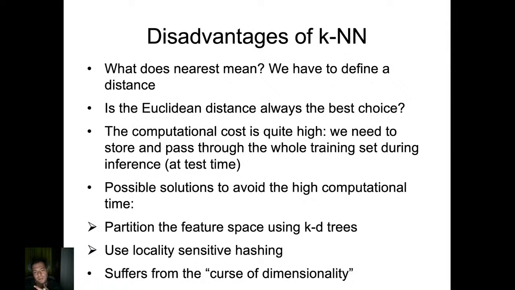Another problem is that the model suffers from the curse of dimensionality. This is related to when you increase the dimensionality of your data, so your data is represented in a higher dimensional space. If you don't have enough training samples, your data is sparse, and the certainty or the confidence of the KNN model decreases as you increase the dimensionality.